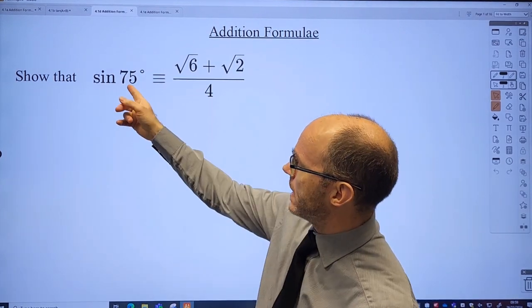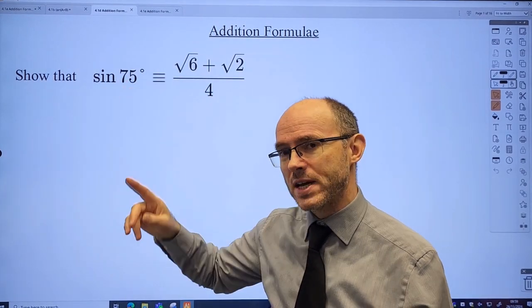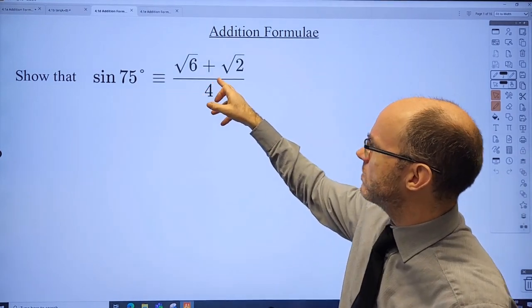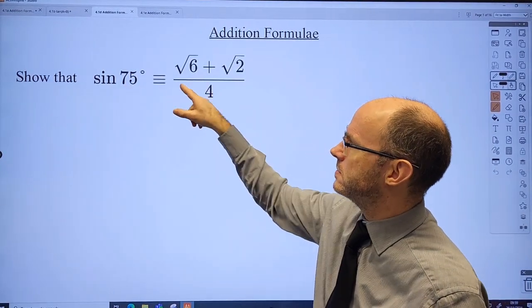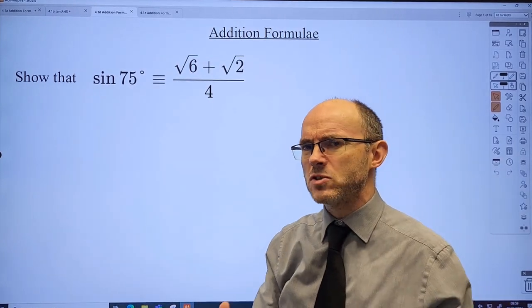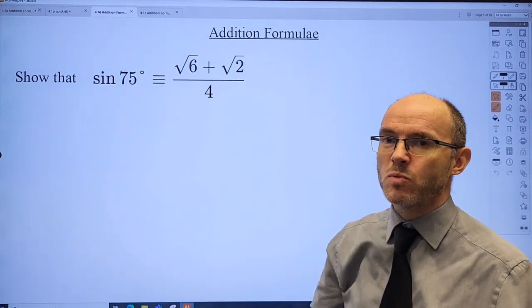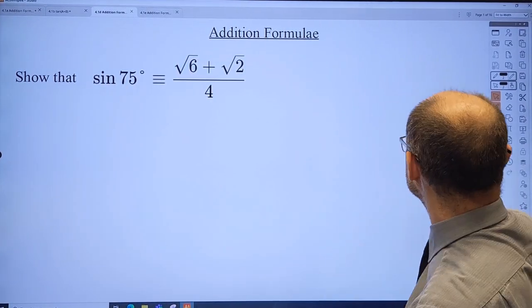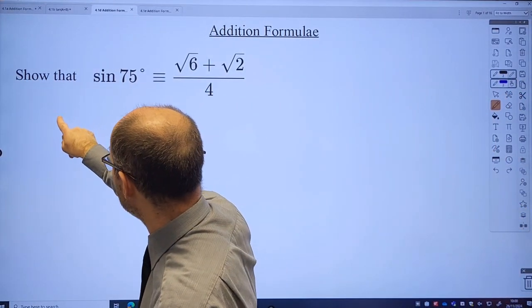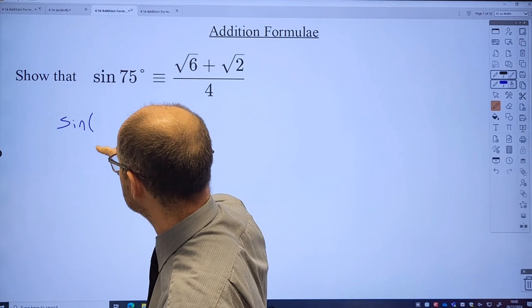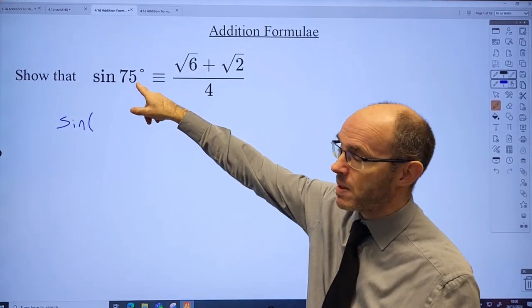So if you type into your calculator sine 75 degrees, with your calculator in degrees mode, it will give you that. Okay. So the question is asking you to show that this is the same as that. Prove it. Demonstrate why this is actually the same as that without just typing it in. And the idea is you're supposed to use your addition formula. Obviously, use the sine A plus B, but you've got to decide how to split up the 75.